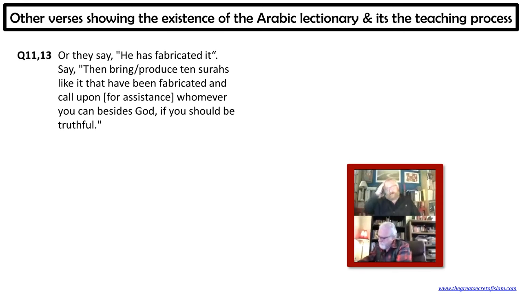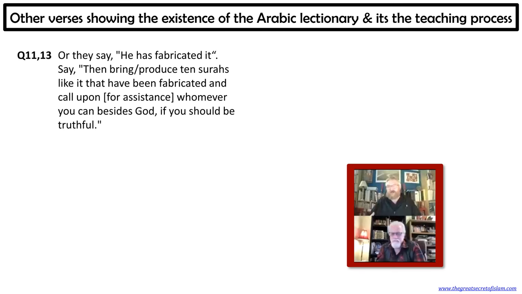It means that the preacher who was preaching to the Arab audience, who was proposing to them to adopt the Arabic lectionary, met reactions, met opposition. Some people in the Arab audience told him, "Your Arabic lectionary is crap. We don't want it. You have forged it. It is not from the sacred scripture. It is not from God." And he answered, "So you just have to bring me 10 surahs like it, 10 Arabic chapters like it, and we will see, we will judge."